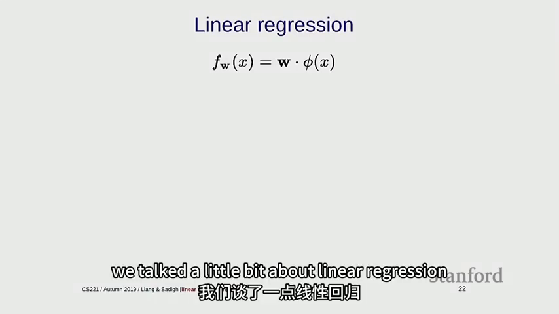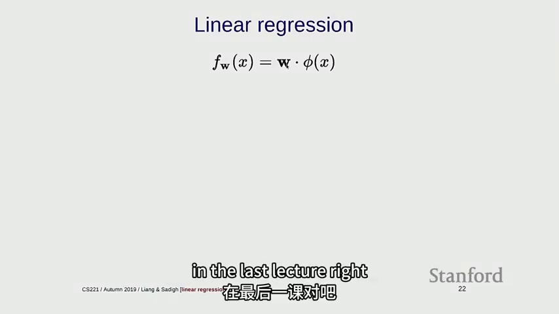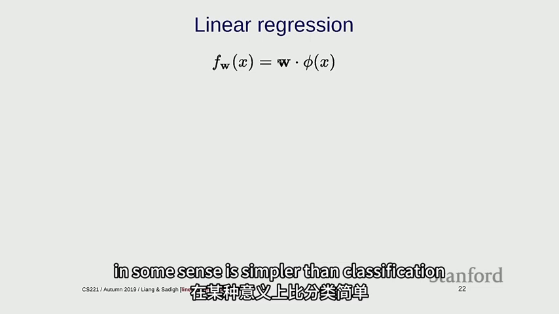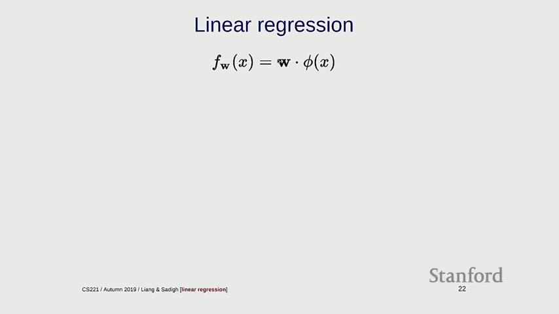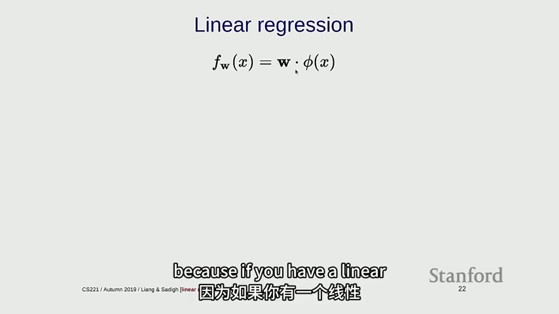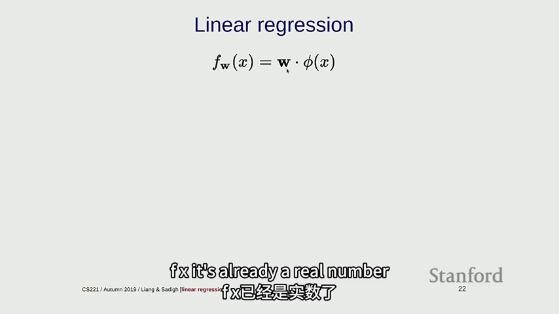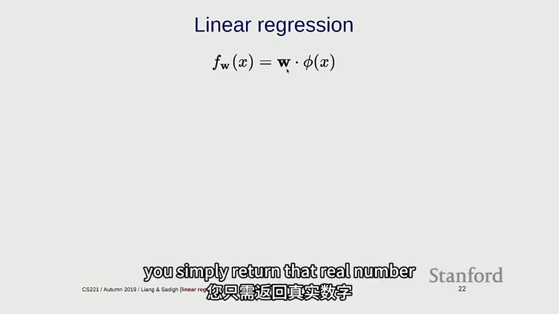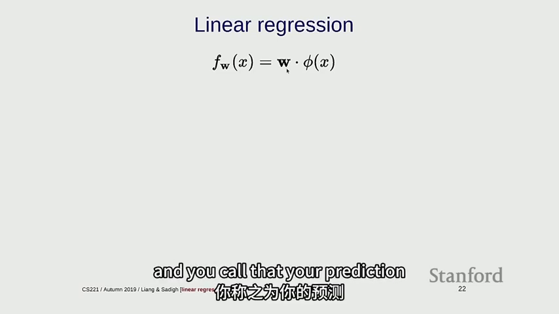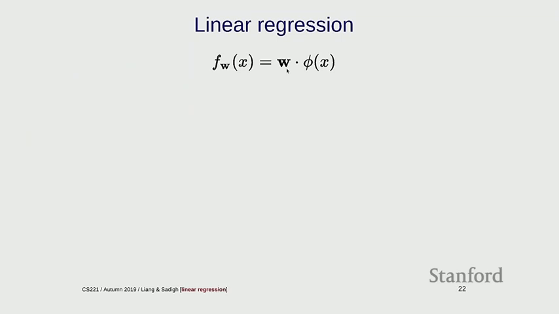Okay, so we talked a little bit about linear regression in the last lecture, right? So linear regression in some sense is simpler than classification, because if you have a linear predictor, and you get the score w dot phi of x, it's already a real number. So in linear regression, you simply return that real number, and you call that your prediction. Okay?